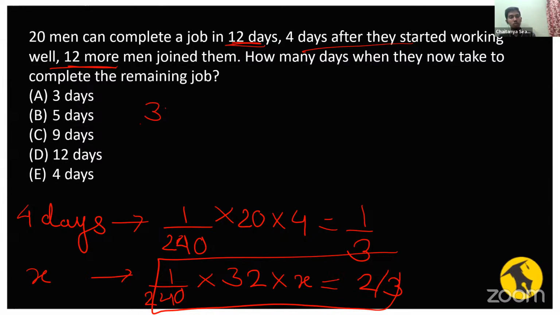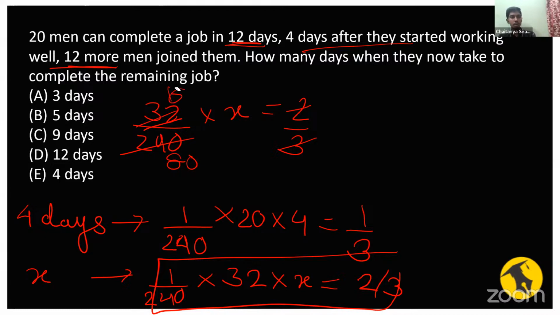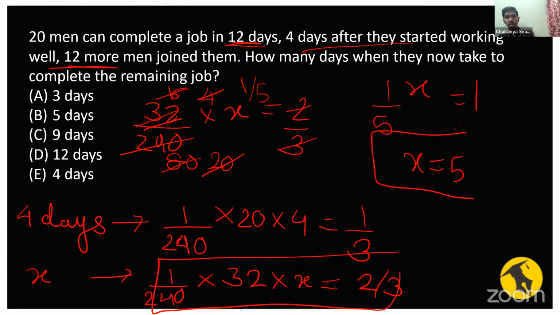Okay, this is 32 by 240 into x equal to 2 by 3. This 2 and 32 cancel out to become 16. I can again divide by 4. So this will be 4 by 20, again by 4, 1 by 5. So 1 by 5 x equal to 1. So x has to be 5. So they take 5 more days to complete the job.